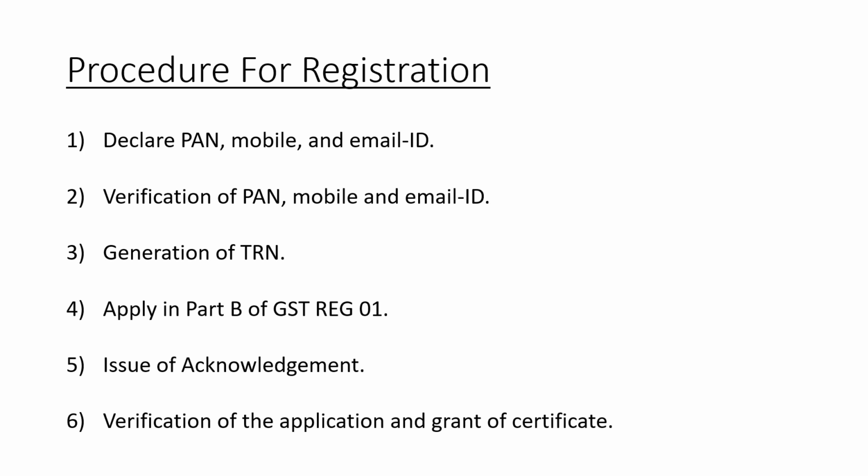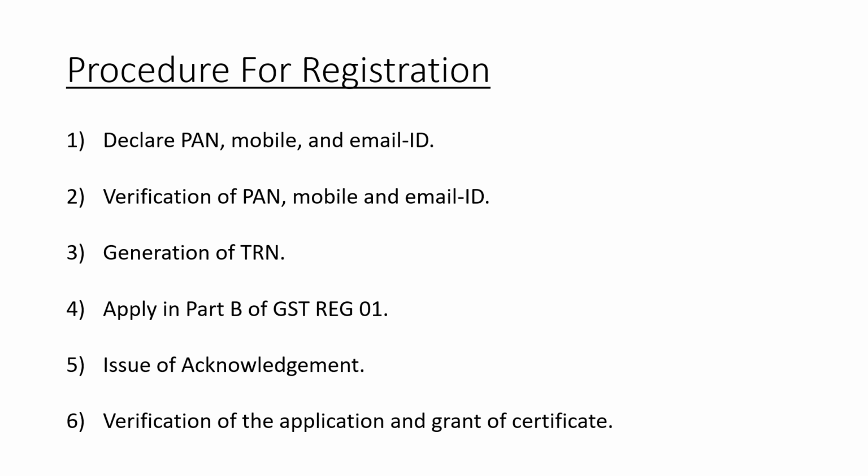Rule 8 of the CGST rules prescribes how a person can get registered under the CGST Act. The first step is to declare PAN, mobile number and email ID. Every person liable to be registered and a person seeking voluntary registration shall, before applying for registration, declare his PAN number, mobile number, email address, state or union territory in Part A of Form GST REG-01 on the common portal, either directly or through a facilitation center notified by the Commissioner.